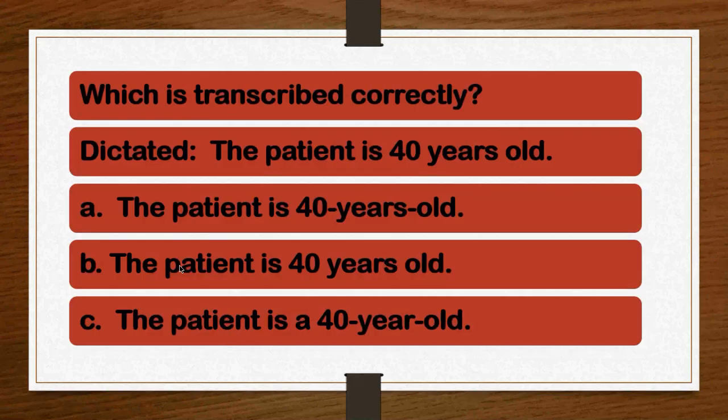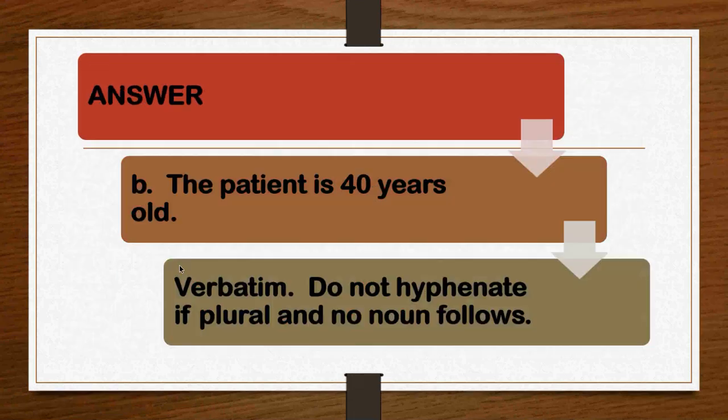All right, what about this one? The patient is 40 years old. How would you transcribe that? Okay, I think everybody's in pretty much agreement with that one. Good. Verbatim. Don't hyphenate if plural and no noun follows. Okay, good job.